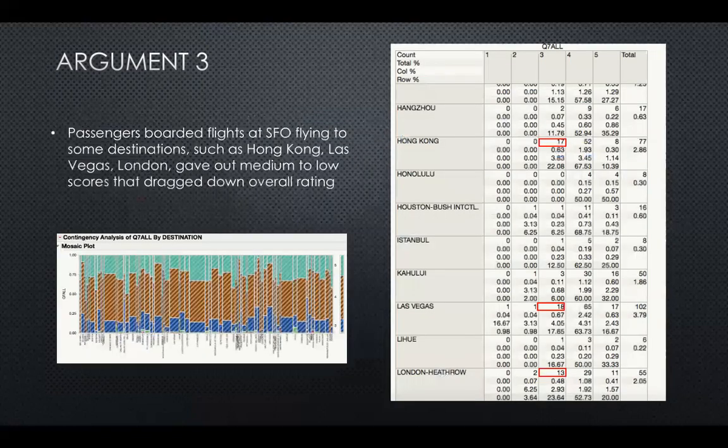We also did contingency analysis of Q7 OR by destination and found that passengers boarding flights at San Francisco Airport flying to some destinations such as Hong Kong, Las Vegas, and London give out medium to low scores that dragged down the overall rating.